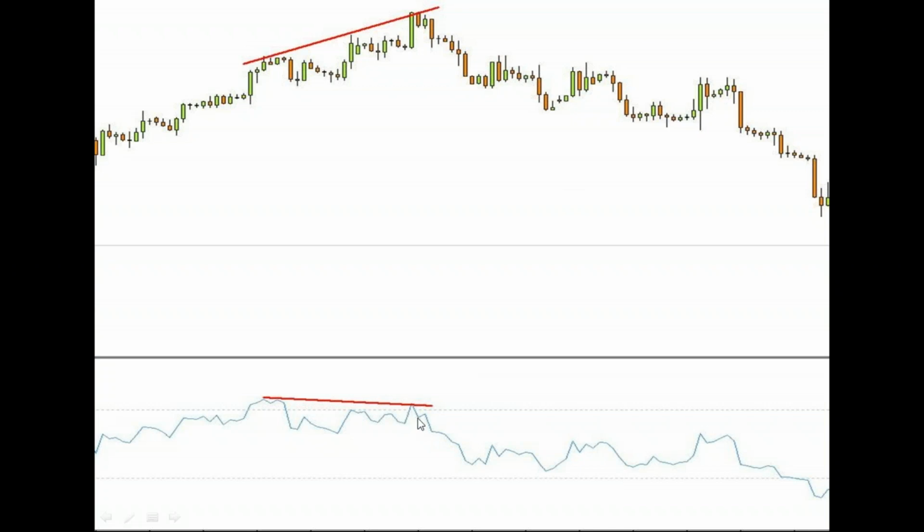Now look at it on the RSI. Let's mark the two peaks that we can spot. Let's mark this peak. Let's mark this peak. Look at where it is on the RSI. Let's mark another peak. Look at it on the RSI.